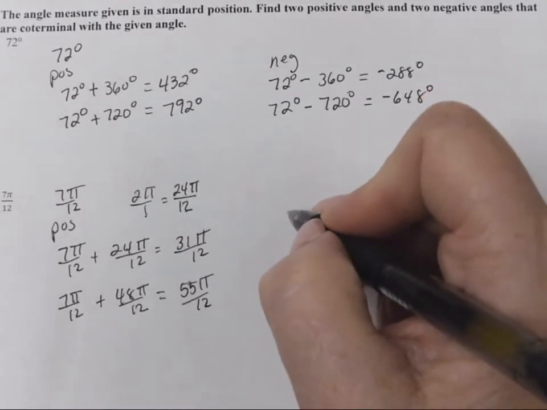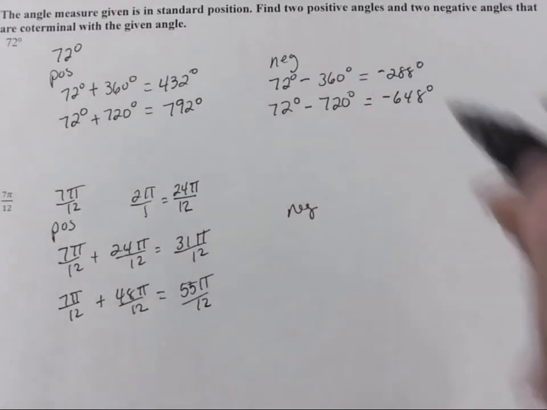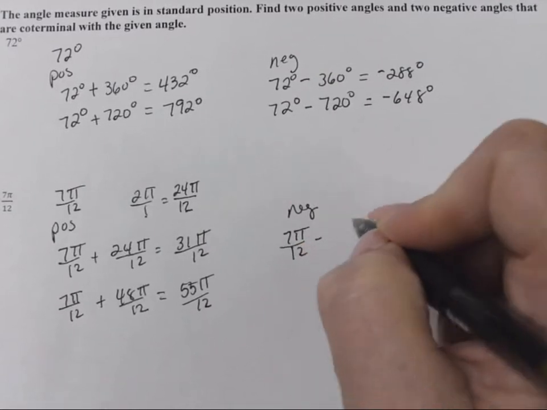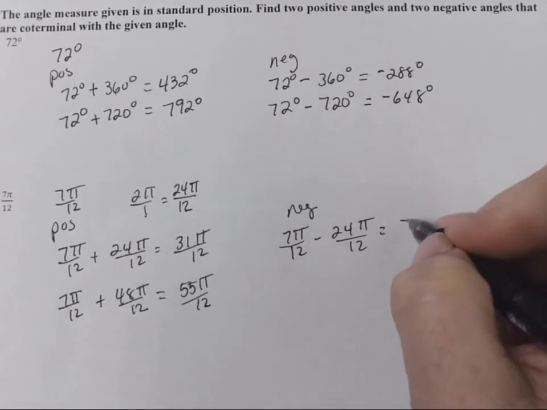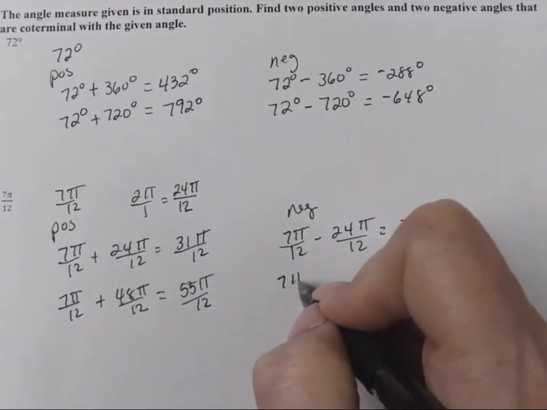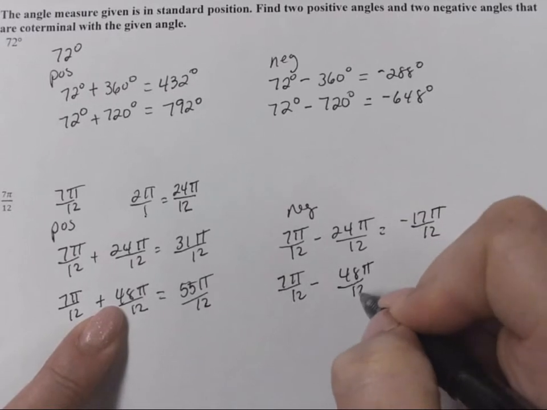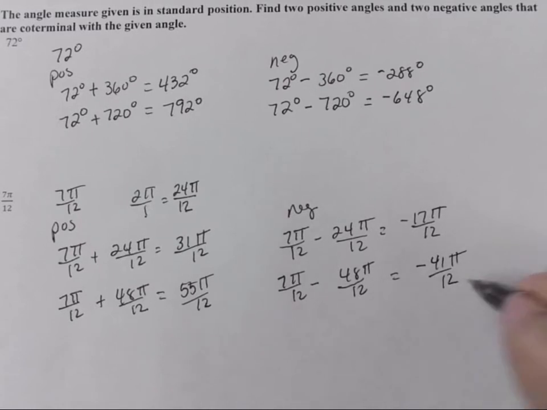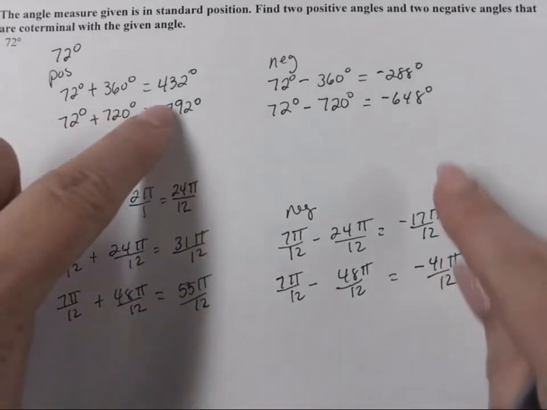If I want to do two negative angles, I'm going to use the same values that I'm adding just like I did before, except I will subtract them. So 7 pi over 12 minus 24 pi over 12 will get us negative 17 pi over 12. And if we take 7 pi over 12 minus our 48 pi over 12, we end up with negative 41 pi over 12. So this gets us two positive angles, two negative angles in both cases.